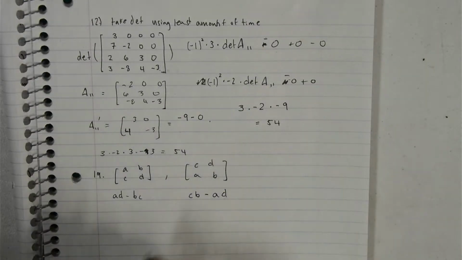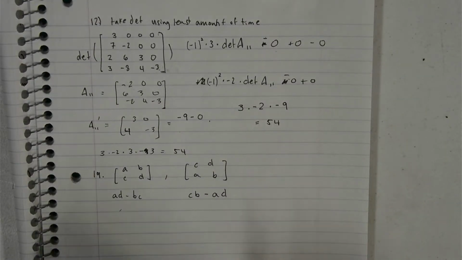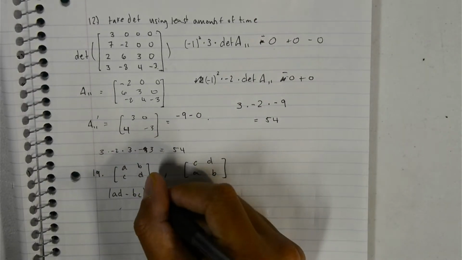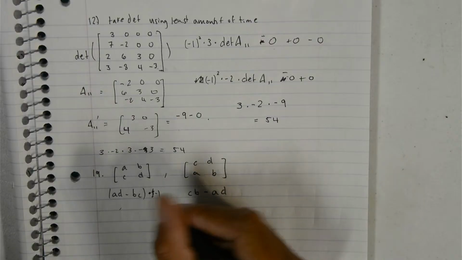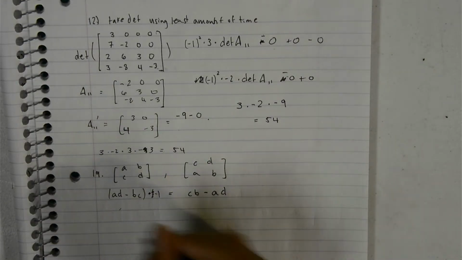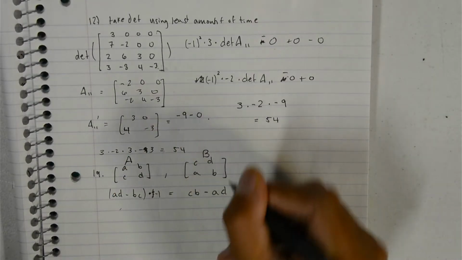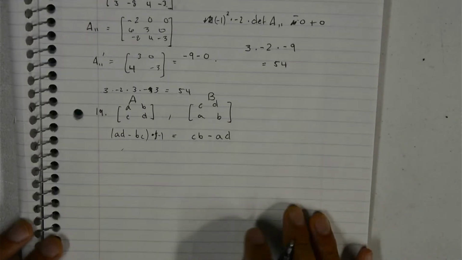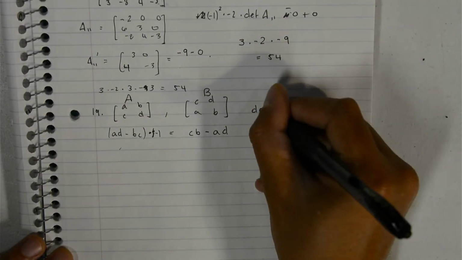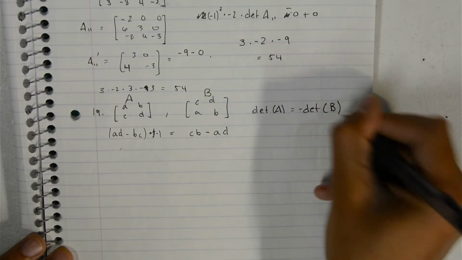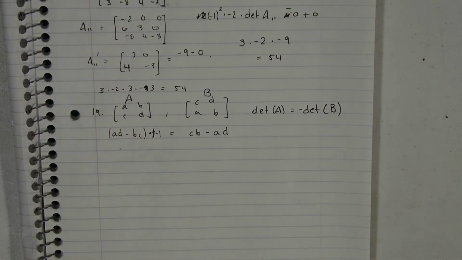So the effect: if we were to multiply this by minus 1, let's call this A and let's call this B. Then det A is equal to minus det B. So that's the first one. I wanted to do 20. Let's do 20.